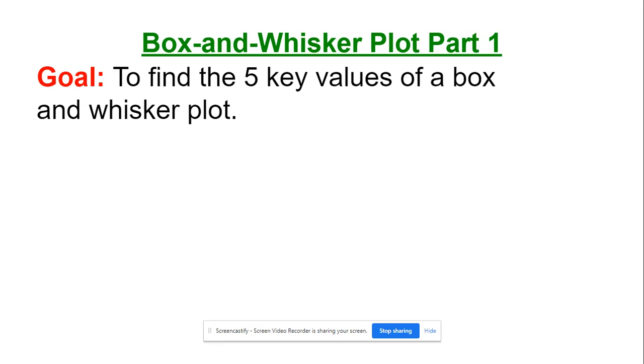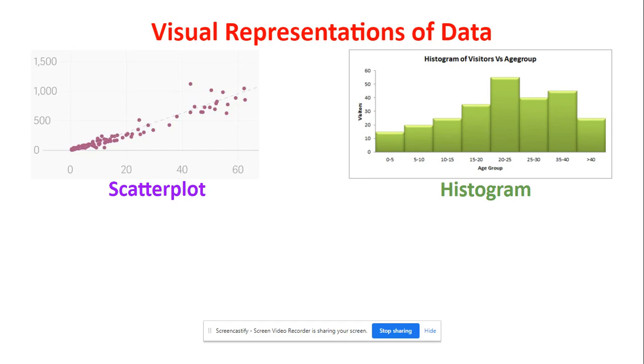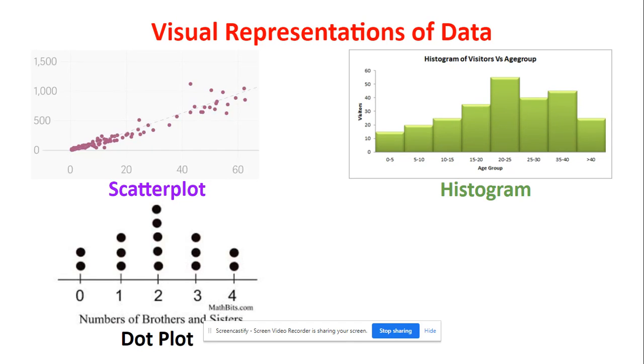All right. So today we're going to be doing box and whisker plot part 1. So the goal or the objective of this online lesson is to find the 5 key values of a box and whisker plot. So we've talked about the scatter plot before we left for spring break. We also talked about the histogram before we left for spring break. The dot plot is what Mr. Heading and Mrs. Burns covered last week in the videos, and if you want to refresh or get more familiar with those, you can go back and watch those again.